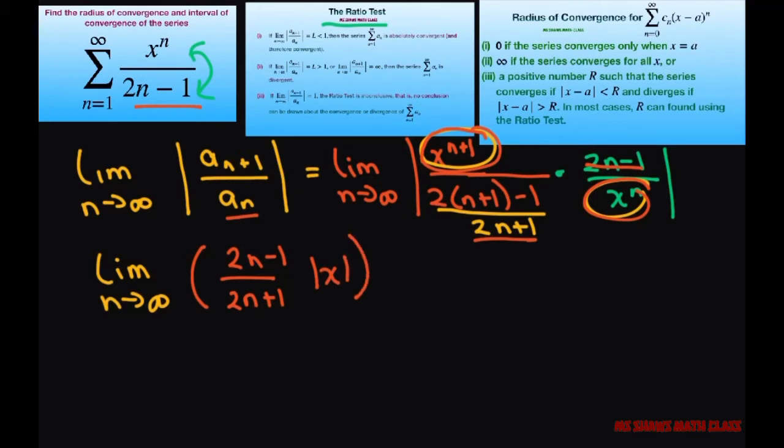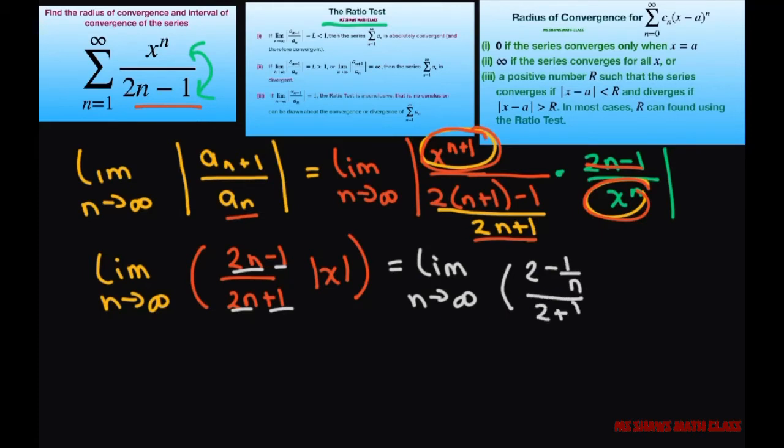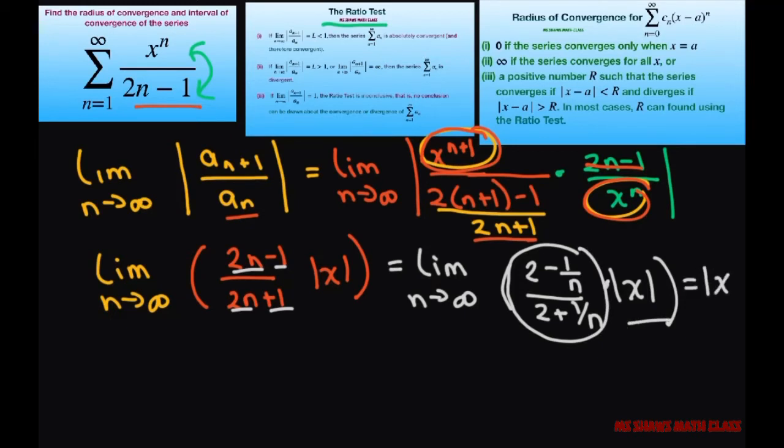Alright, now going further, we're going to take the limit as n approaches infinity and divide each of these pieces by n. That's going to give you 2 minus 1 divided by n, divided by 2 plus 1 divided by n, times absolute value of x. Now this equals 1. So we're left with absolute value of x.